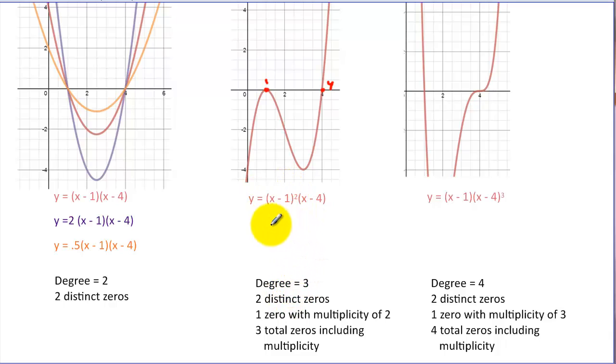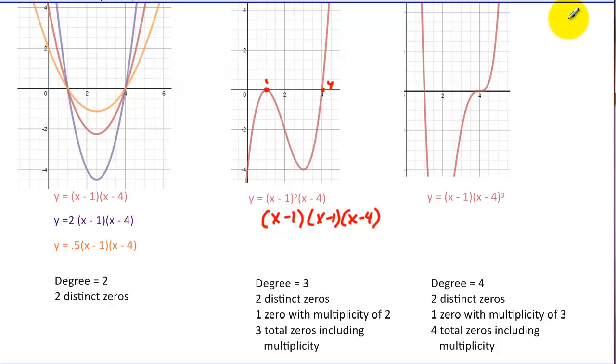But this polynomial, if we expanded it out, the x minus 1 would be repeated twice. So this 0, the 0 of x equals 1, is said to have a multiplicity of 2, meaning it's repeated 2 times. If we count that as 2 separate zeros, then we've got a degree of 3 and 3 zeros.